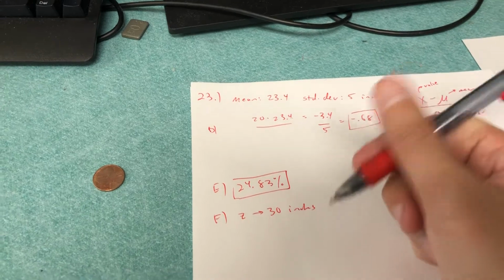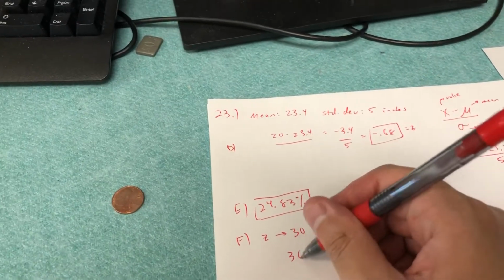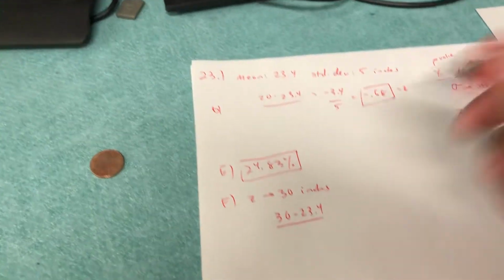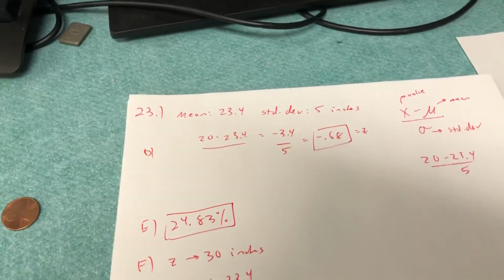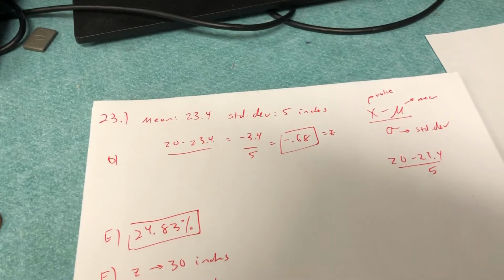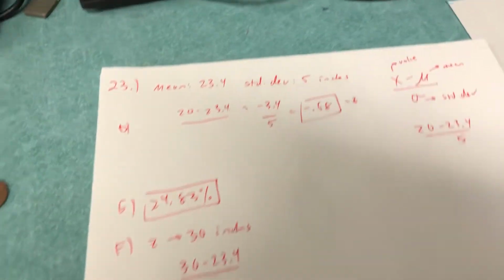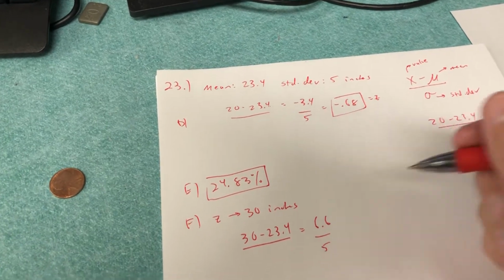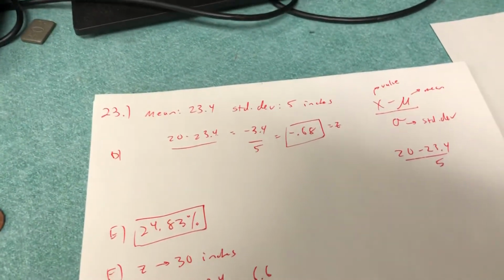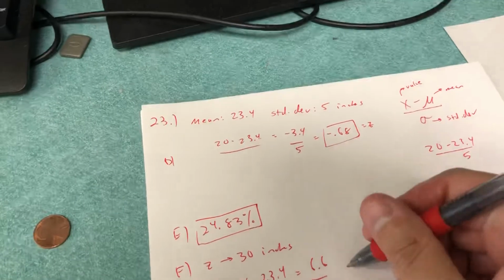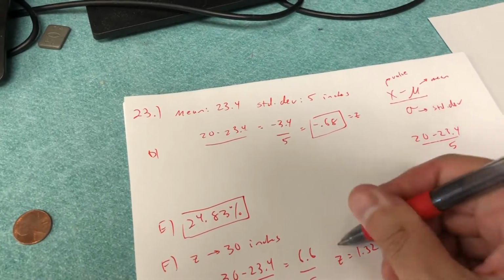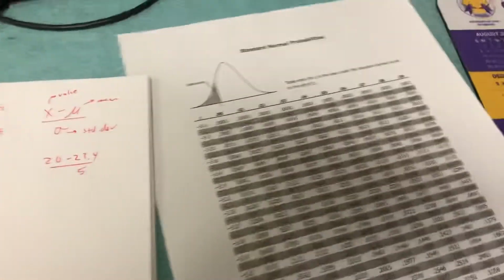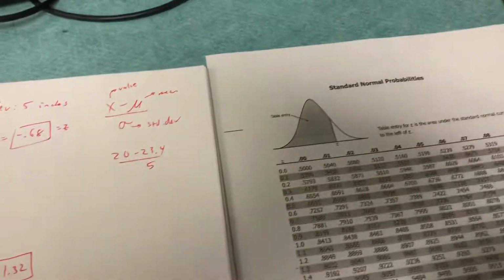Okay, so 30 is above the mean, so we need to know how far above the mean it is. How many standard deviations above the mean is that? So 30 minus 23.4, that's going to be 6.6 above the mean, and that's more than one standard deviation. Divide by 5. And our Z value there is going to be 1.32. They didn't ask us for Z, but I'm going to leave it there as part of my work. So 1.32. So we turn to the positive side of the Z table.